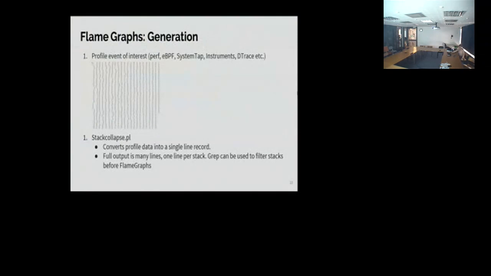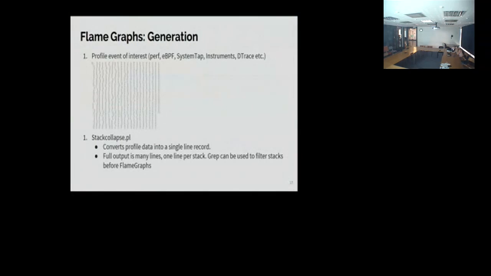The generation of flame graphs has 3 steps. The first one is to profile the event of interest. So we choose a profiler of our choice. One can use perf, eBPF, SystemTap, Instruments, DTrace, etc. The profile data is a series of stack traces. This profile data is hard to read and can be thousands of lines long, like shown in the picture. It is often difficult to understand how stacks work when looking at this data.